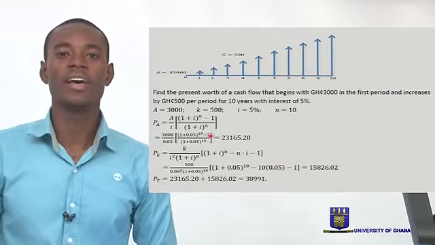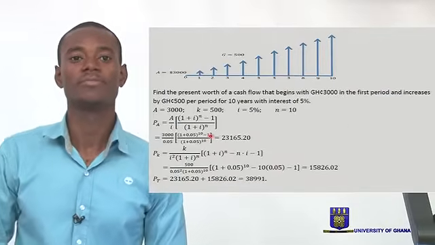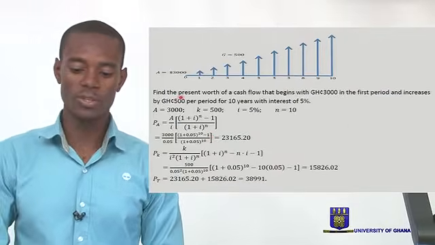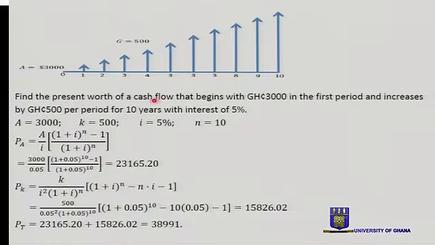So let's see if we can have a basic example here. So I have a certain cash flow. It says find the present worth of the cash flow that begins with 3,000 cedis in the first period and increases by 500 per period for 10 years with interest rate of 5%. Interesting. And so in the first year, I pay 3,000. The second year, I'm not going to pay 3,000. I must top it up with 500. So I'll pay 3,500. In the third year, I'll pay 4,000.